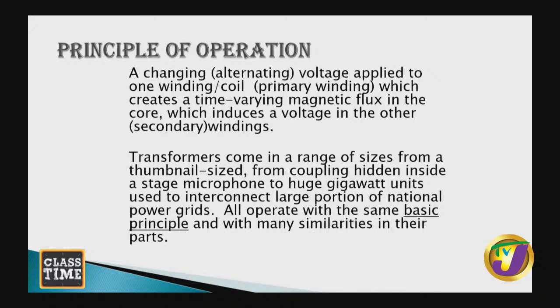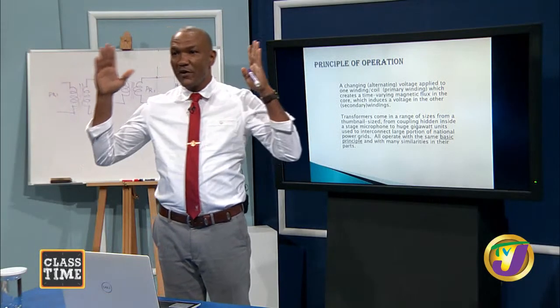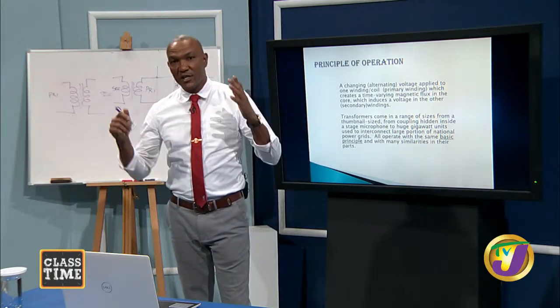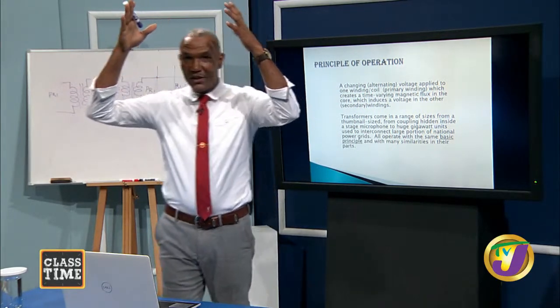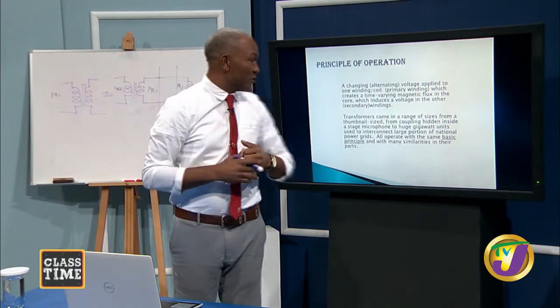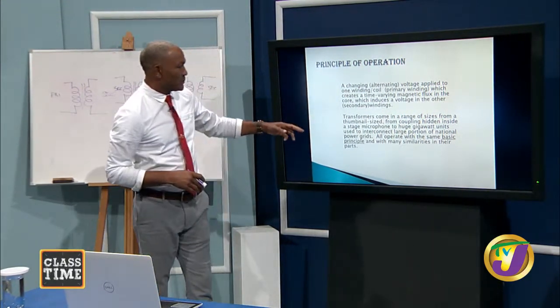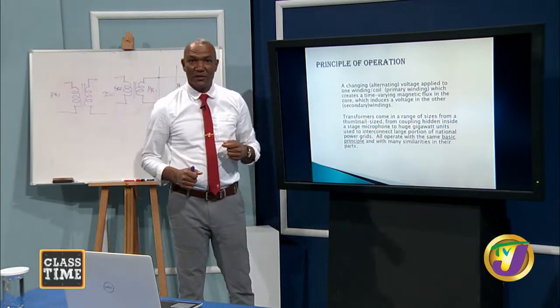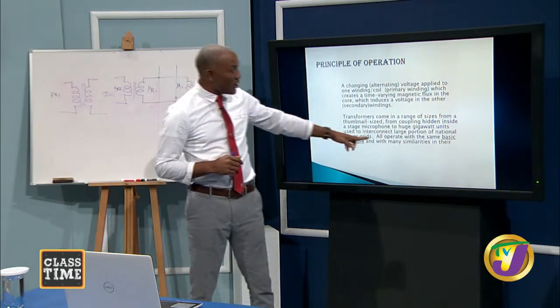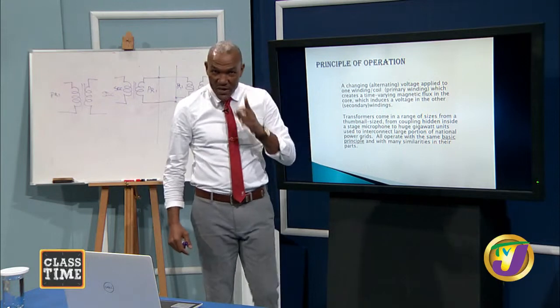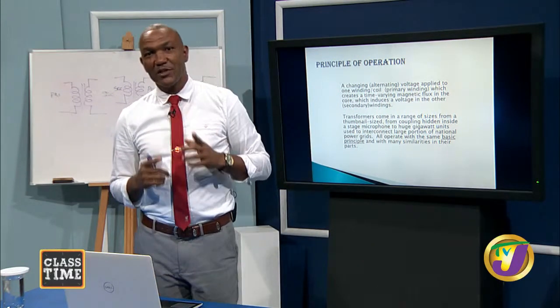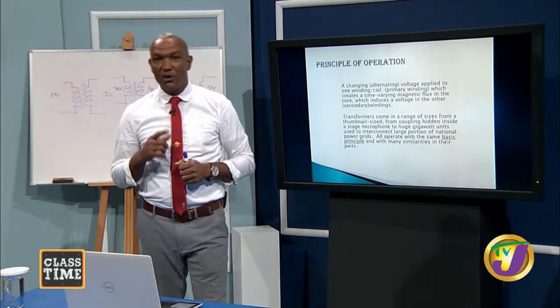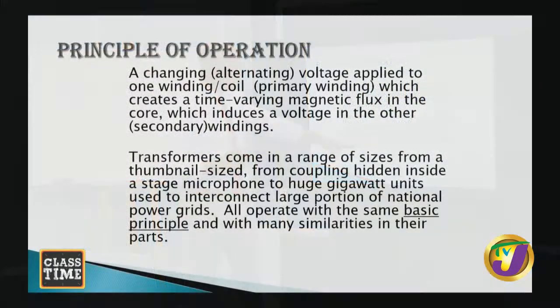Transformers come in a range of sizes, from very small, maybe the size of your fingernail, to very, very huge transformers. May I just say, those things that you see on your light pole in your area are a perfect example of transformers. There is also coupling hidden inside a stage microphone. Think of how small a microphone is; a transformer may be in there. But all of these transformers operate on the same basic principle. That basic principle is called mutual inductance.